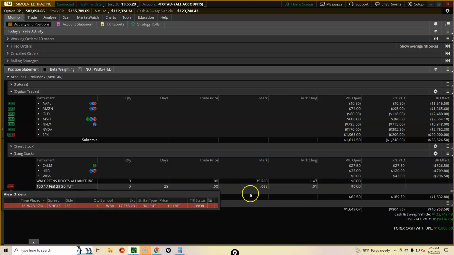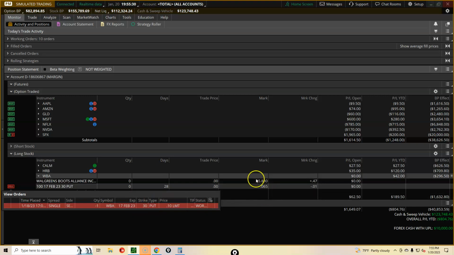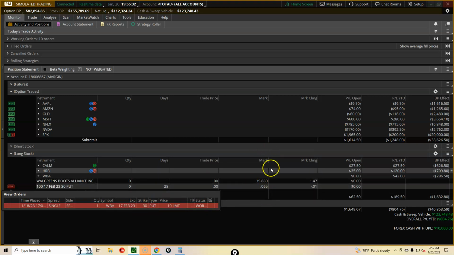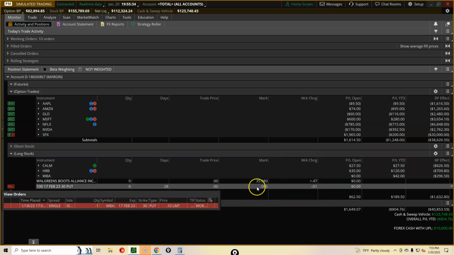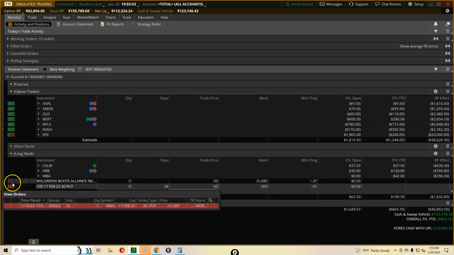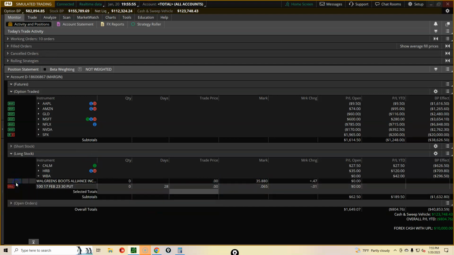In order for me to get filled, it needs to drop down, or for some reason volatility needs to increase and give me an extra $4 here instead of $6.50. Give me 10 bucks. And why am I okay with just making 10 bucks? Well, because in this paper trading account, I want to buy Walgreens, but I don't want to buy it here. I want to buy it at 30 bucks. Seems to be a better deal.